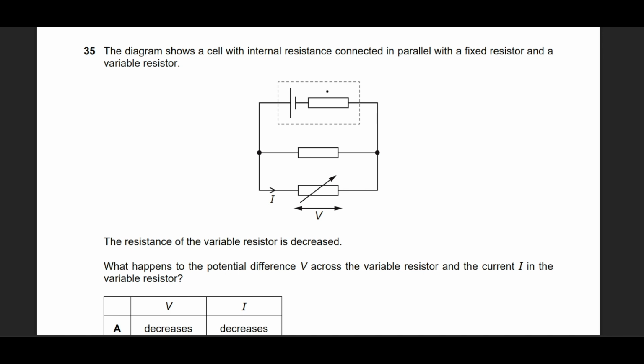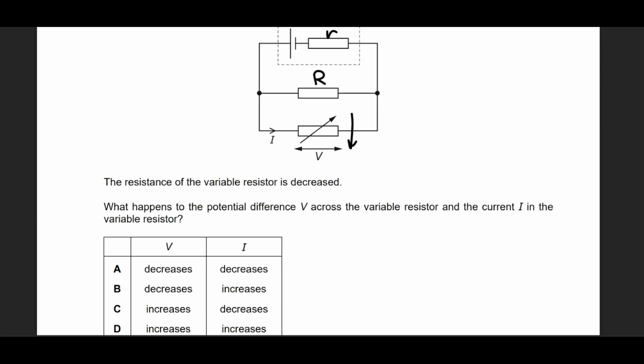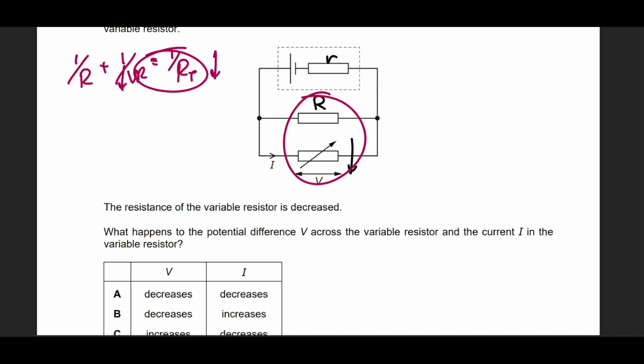35, he said there is an internal resistance R. We have external resistors. One is fixed, one is variable. He said the resistance of the variable is decreased. If you decrease the resistance of the variable resistor, the whole resistance of the combination decreases, right? Because it is going to go like this: 1 over R plus 1 over the variable resistor is equal to 1 over the total resistance. If you decrease the resistance, the whole resistance of the combination decreases, right?